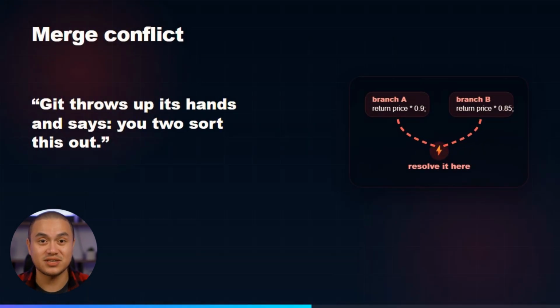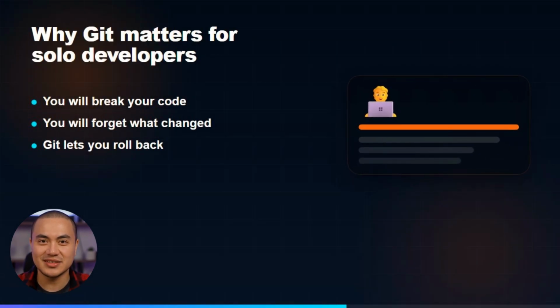And a merge conflict, oh boy. This is when two people change the same line of code and Git doesn't know which one to keep. It basically throws up its hands and says, you two sort this out. Merge conflicts are not the end of the world. They just look terrifying the first time you see them. You'll survive. Everyone does.